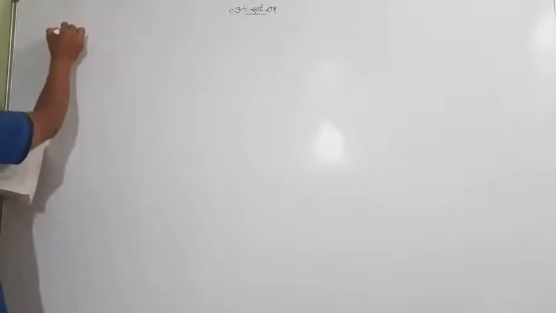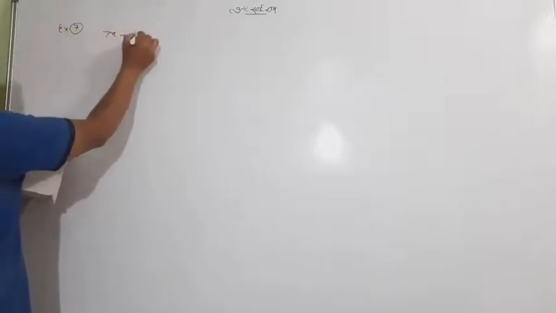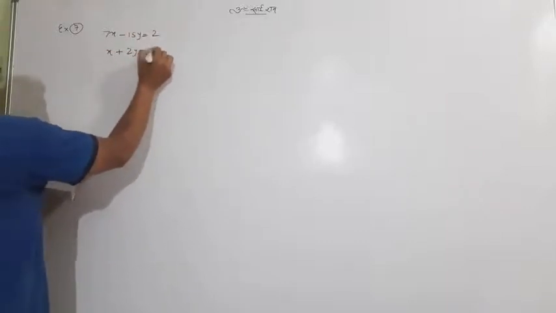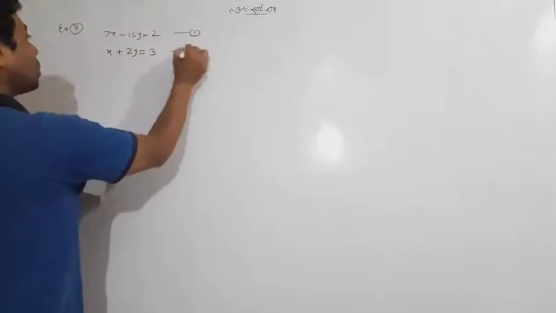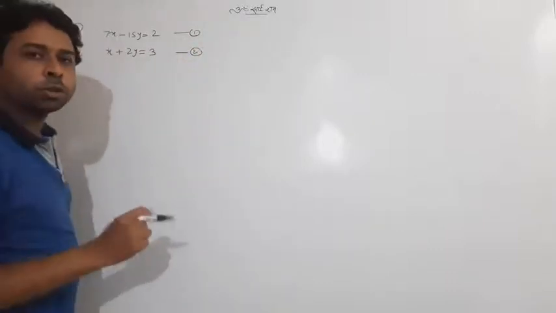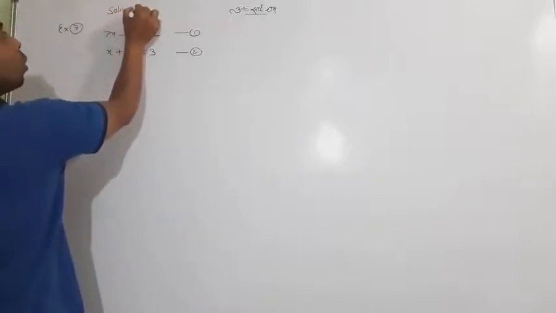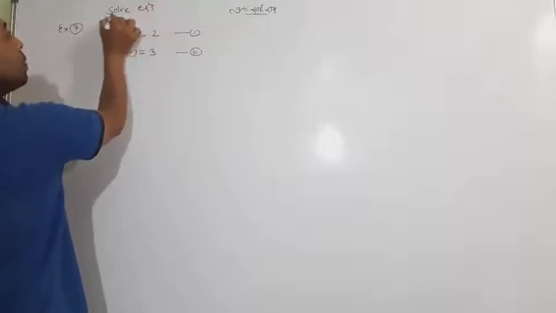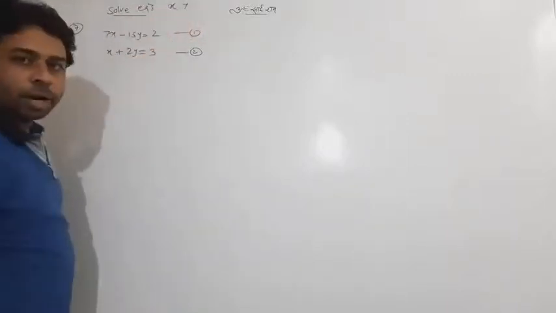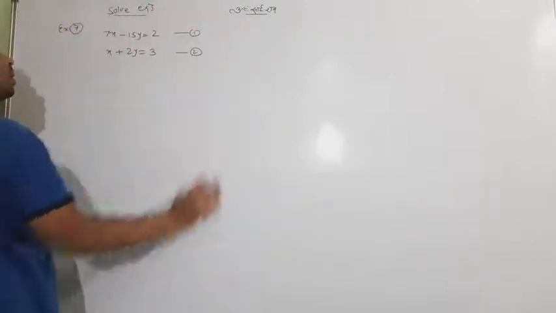We have example number 7. 7x minus 15y is equal to 2 and x plus 2y is equal to 3. This is the first equation, this is the second equation. We want the solution by the substitution method. Here it will be stated: solve the equations. The meaning of solving the equations is that we want to find the values of x and y. And what method are we using? Substitution method. So how is the substitution method used?